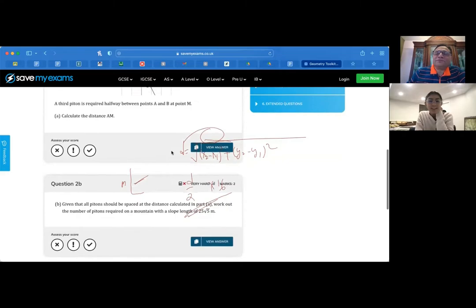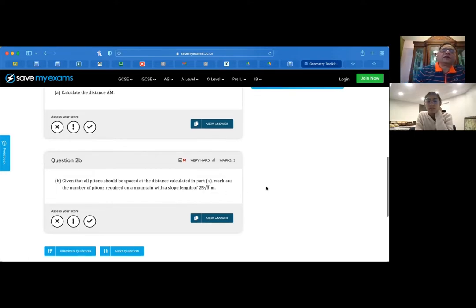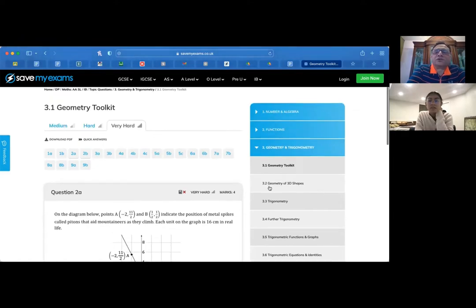Let's move on. Okay. Given that all pitons should be spaced at a distance calculated in part A, work out the number of pitons required on a mountain with a slope length of 25√5 meters. Yeah, so you know the scale factor, you know that one distance, right? So you can divide and get your answer. Okay. It's a similar triangle question, more or less. Is it okay? Yes.